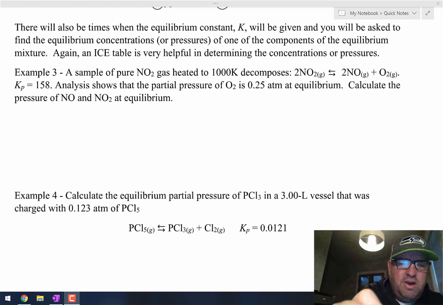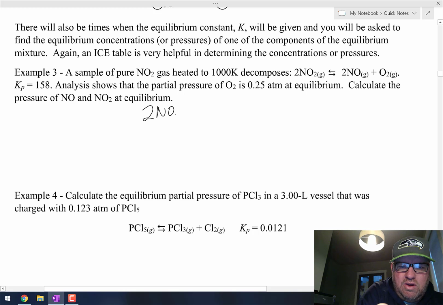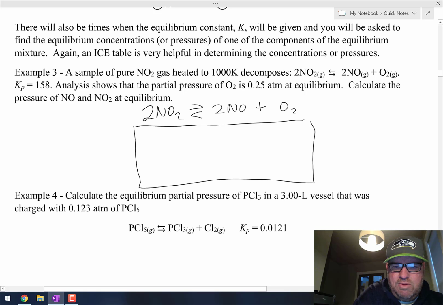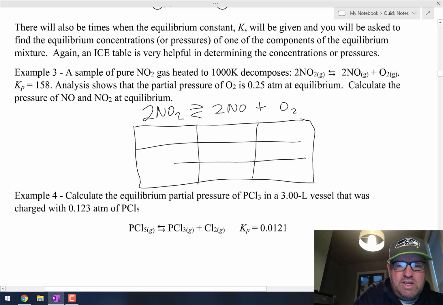So, for example, here, in example 3, it says a sample of pure NO2 heated to 1,000 Kelvin decomposes, blah, blah, blah, Kp equals 158. Analysis shows that the partial pressure of O2 is 0.25 atmospheres at equilibrium. Calculate the pressure of NO and NO2 at equilibrium. So again, we're going to start by making an ice table. And sometimes you may think, do I need an ice table? The more comfortable you become with this, the less you may need an ice table. But it's always a good idea to use one.